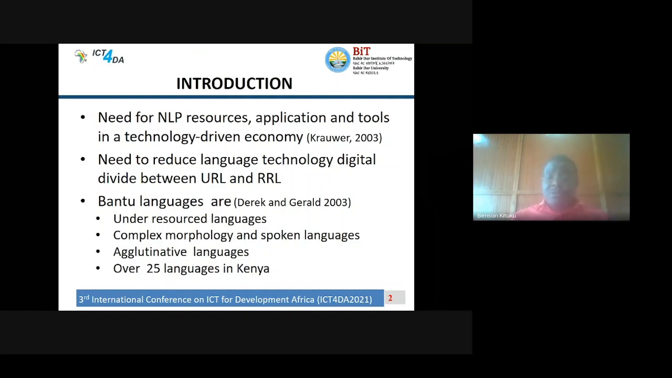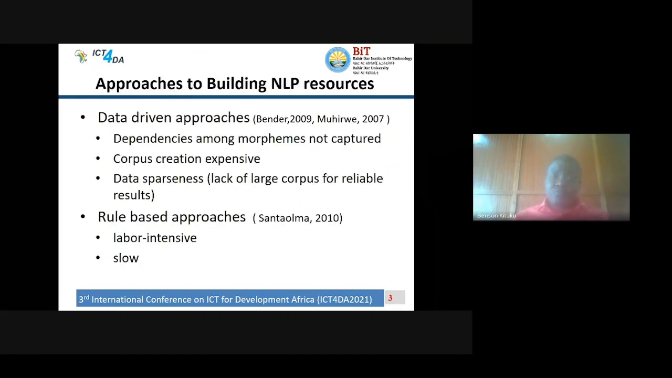Here we take a case of Bantu languages, which are of course under-resourced. They have complex morphology, and most of them are spoken. They are agglutinative in nature, that is, a word consists of several morphemes which are conjunctively joined together. And in Kenya, there are around 25 of these languages.